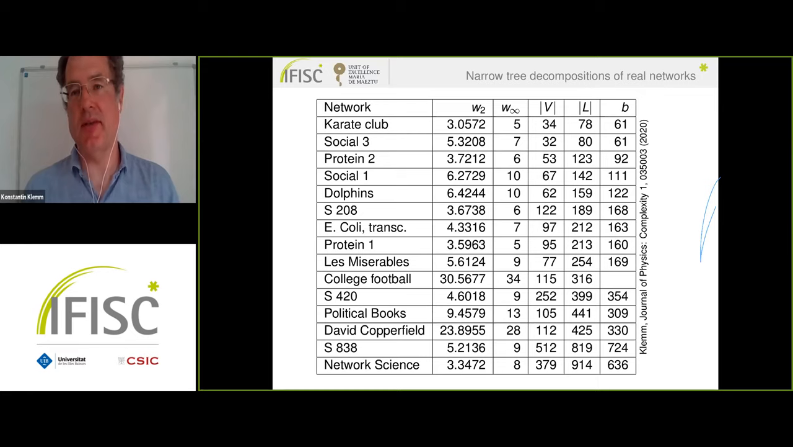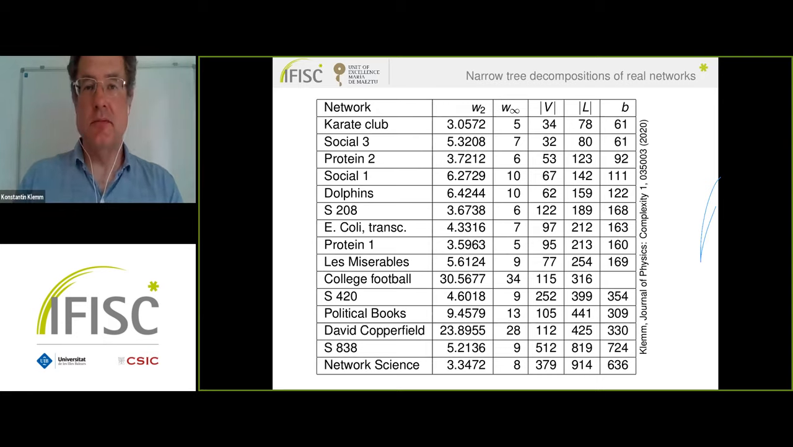I promised, I think, in the abstract that I would also go into this method for getting the tree decompositions, but I think it's too much for today. So I'm just saying I'm using simulated annealing, and about the other details, you're welcome to ask me now or later or anytime. And they're also in this paper here in Journal of Physics: Complexity.